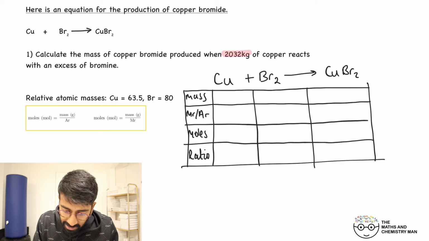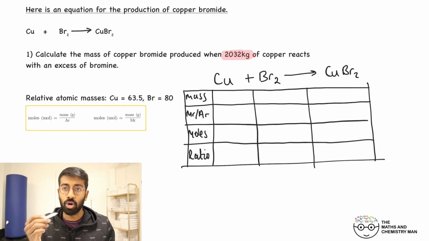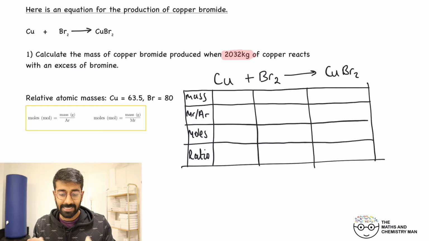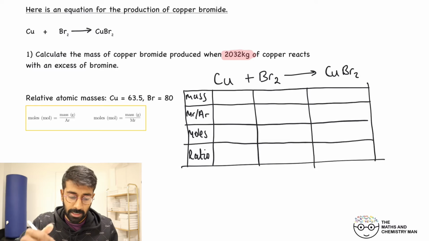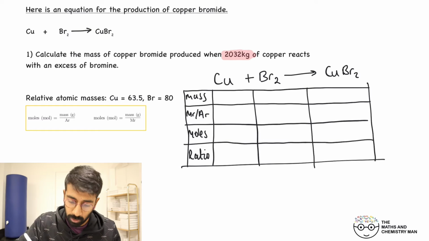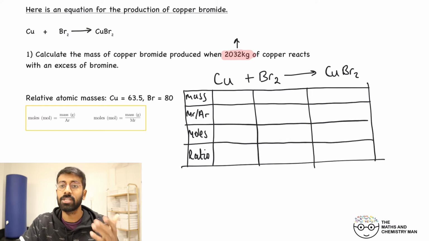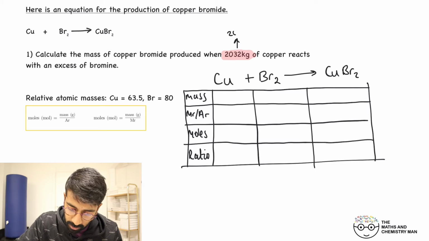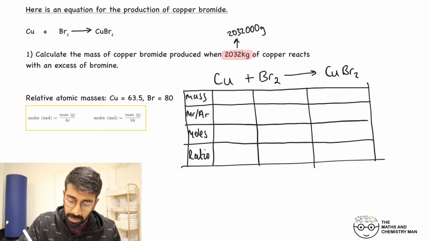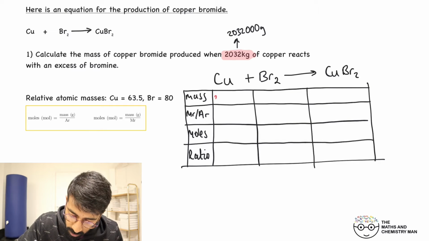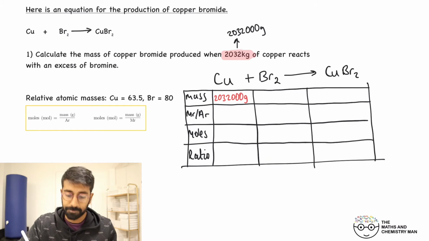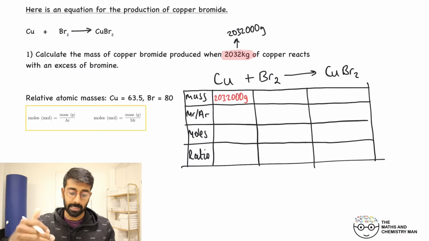Now, what do we need to do? Well, we're given a mass here, and this is a mass of copper. However, this mass is given to us in kilograms. Now, you're supposed to do all your chemistry calculation in grams, okay? So for good habits, let's turn this into grams. How do you turn that into grams? Times it by 1,000, right? So that's going to be 2032,000 grams. So what we can do is fill that into the mass section for copper. So 2032,000 grams. There it is.